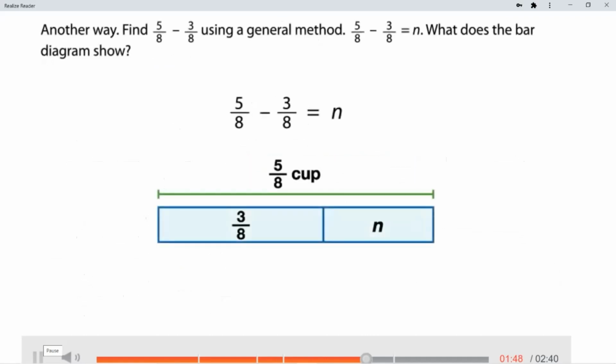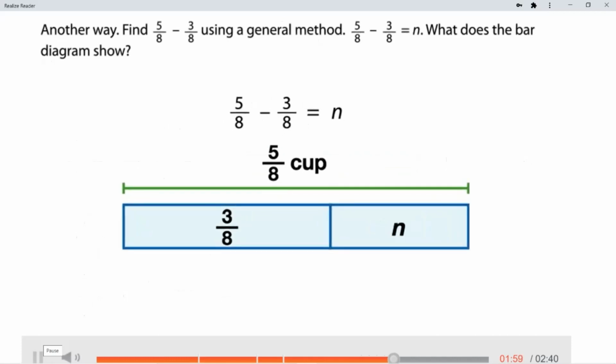Another way: find 5/8 minus 3/8 using a general method. 5/8 minus 3/8 equals n. What does the bar diagram show? Okay, so here let's stop and think for a minute. What they're doing is showing you related problems, which means these are all part of a facts family. Remember, anytime you're adding two numbers together and getting a third number, you've created a facts family. So you can add or subtract within that facts family.